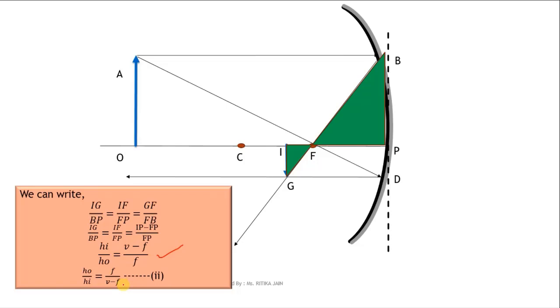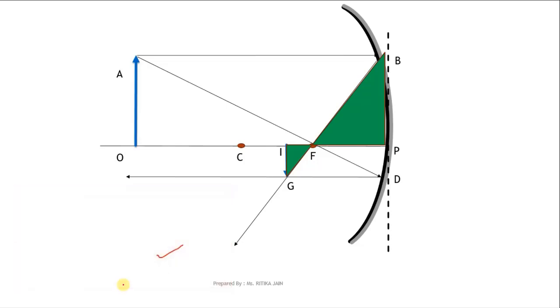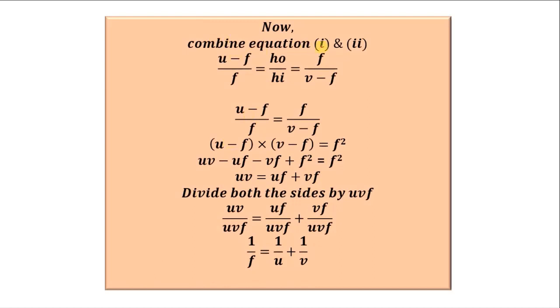Now I have got two equations, so I will combine both. When I equate them, I get the common term ho upon hi, meaning I can equate these two relationships. Simply cross multiply and you will get this relation. Simplify: f square and f square get cancelled out. Transpose this term to the RHS, and finally you will get this term.